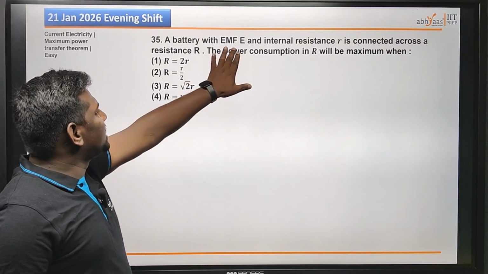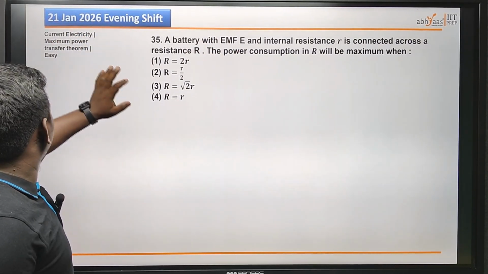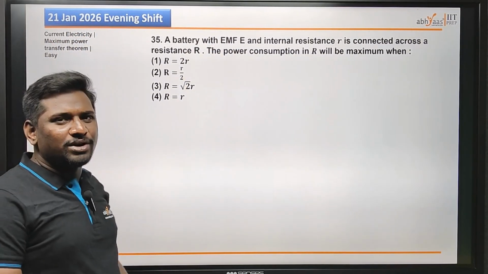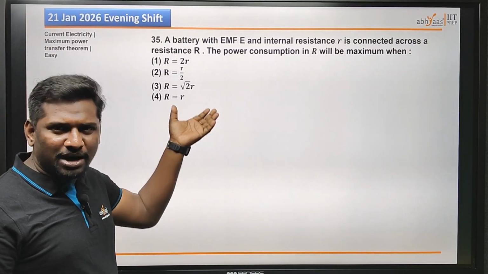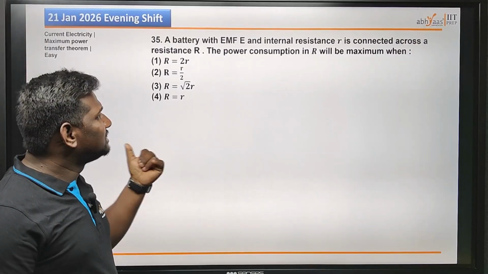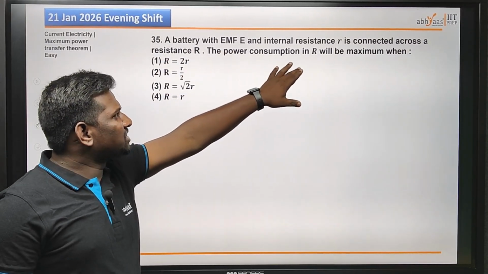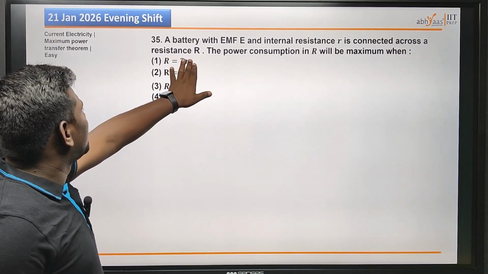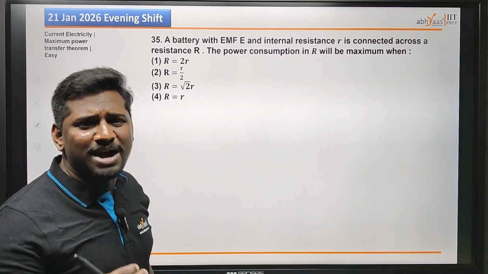A battery with EMF. It is a question from current electricity. This is the maximum power transfer theorem. Very easy question. If you know, you can simply mark the answer. If you don't know, see here. A battery with the EMF E and the internal resistance r is connected across the resistor R. The power consumption in R will be maximum.